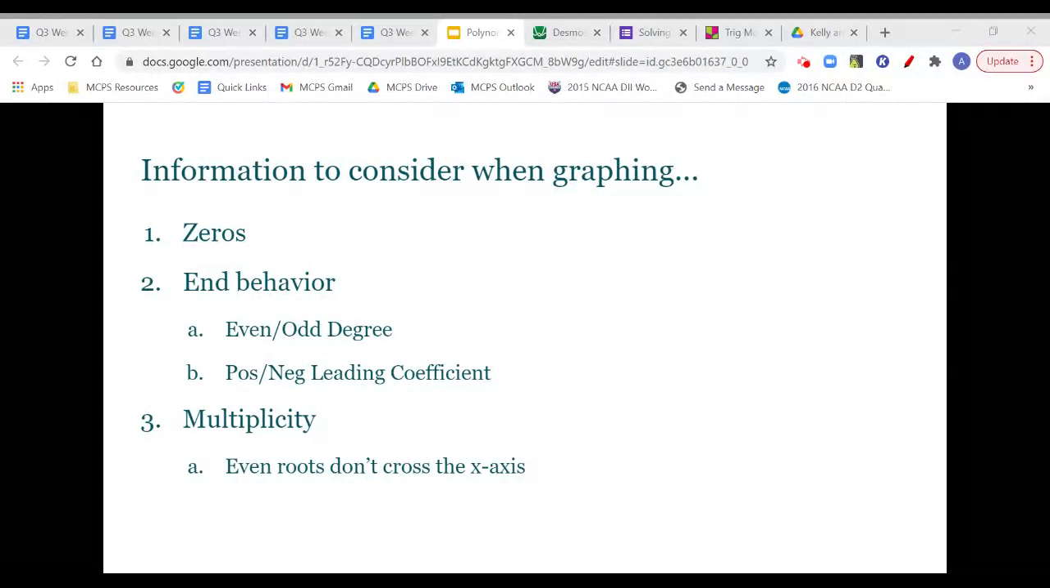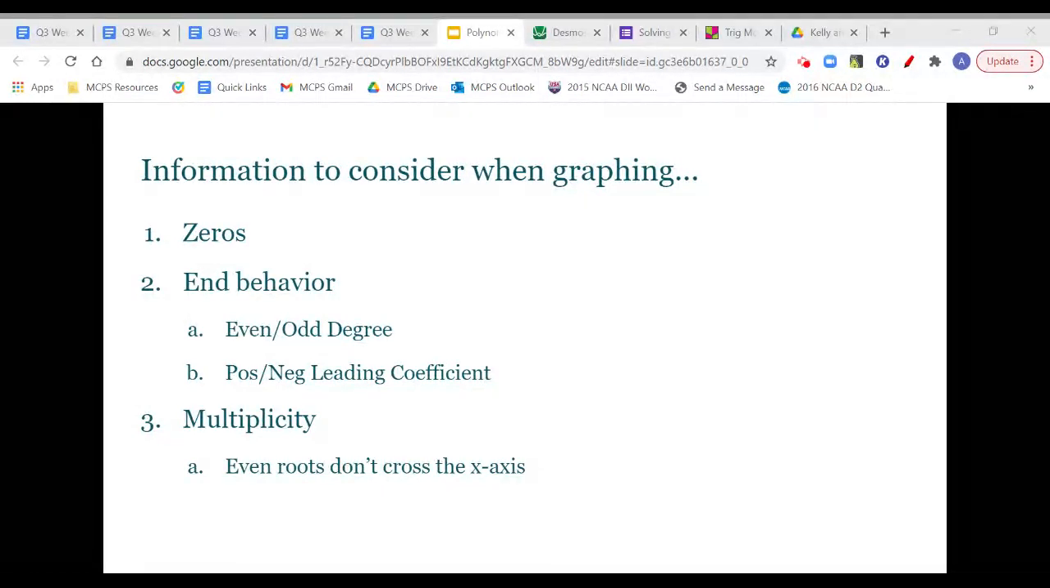So if you're ever asked to graph a function, what you need to be aware of before you can graph are the zeros, which are the x-intercepts. You need to know the end behavior, right? So am I pointed up or down at both the left and right end of the graph? And that can be determined based on whether there's an even or odd degree and positive or negative leading coefficient. And then you need to know the multiplicity. The multiplicity being the number of times a root occurs.